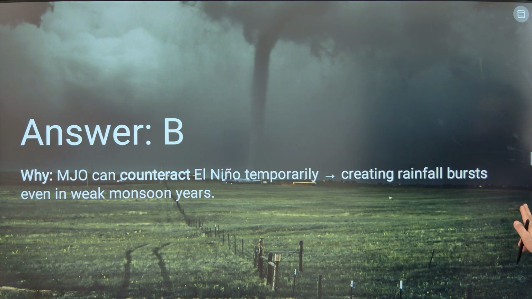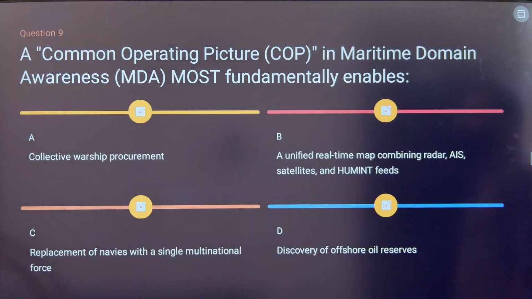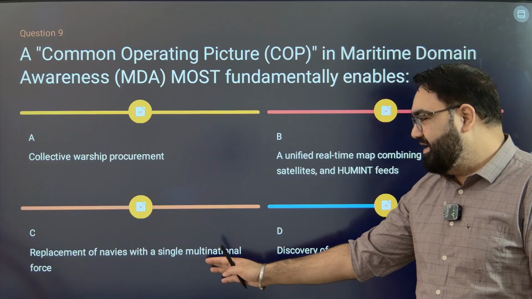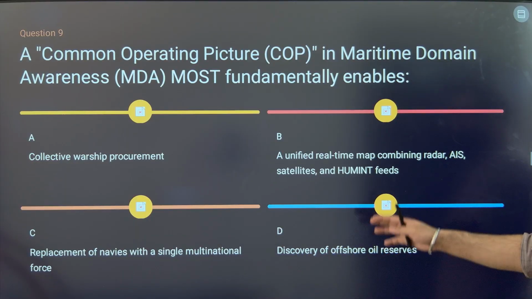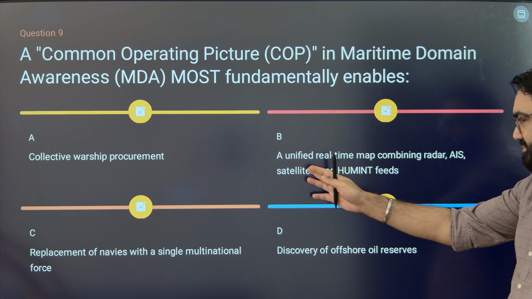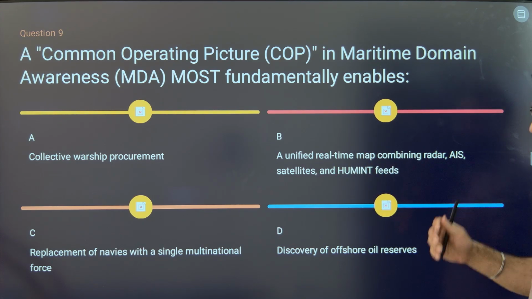Moving on to question number 9 then. A common operating picture, COP, in maritime domain awareness most fundamentally enables what? Collective warship procurement, replacement of Navy with a single multinational force, unified real-time map combining radars, AIS, satellite and human intelligence feeds, or discovery of offshore oil reserves.